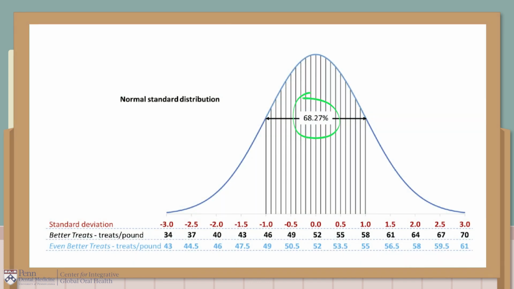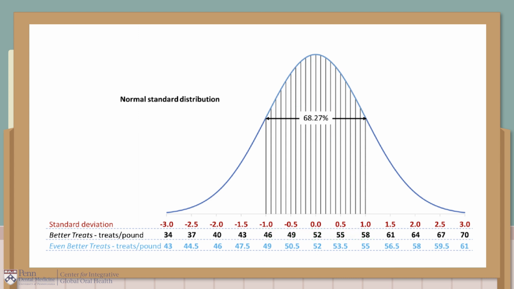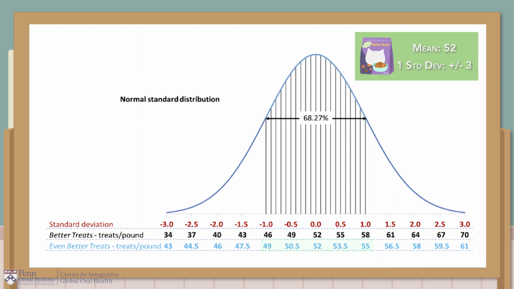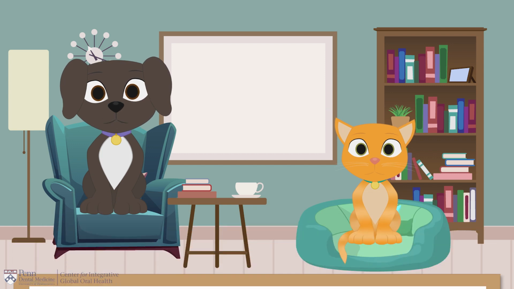Approximately 68% of 1 pound of treats from a bag of Better Treats will have between 46 and 58 treats, and of 1 pound of treats from a bag of Even Better Treats will have between 49 and 55 treats. The 68% comes from the area under the normal distribution curve between one standard deviation below the mean and one standard deviation above the mean.